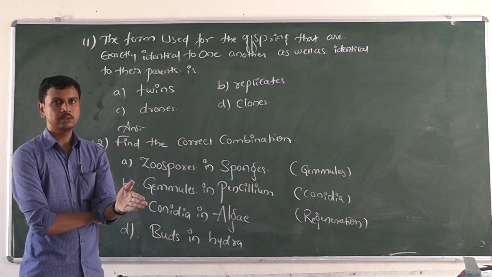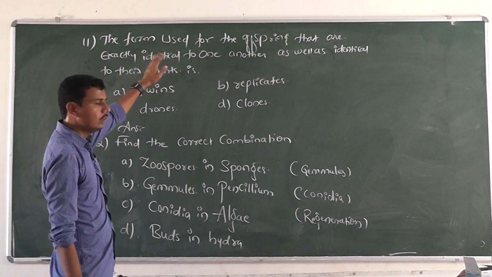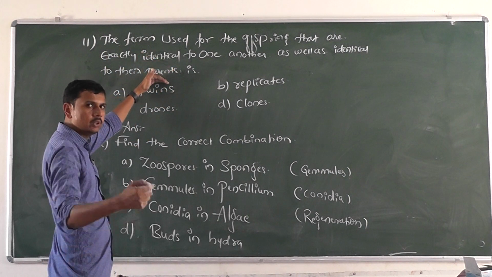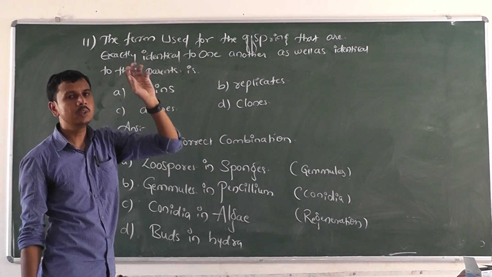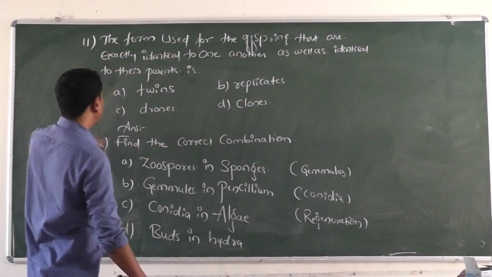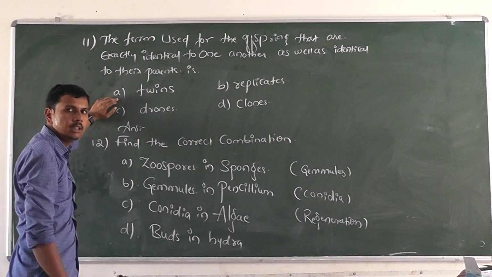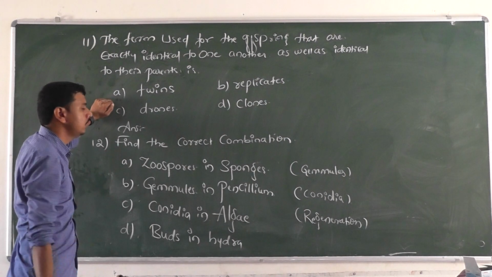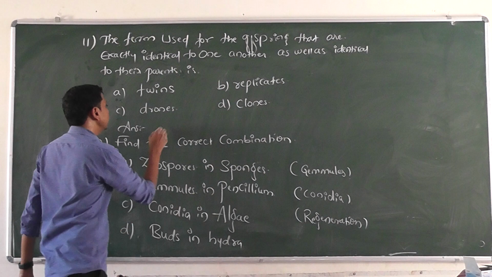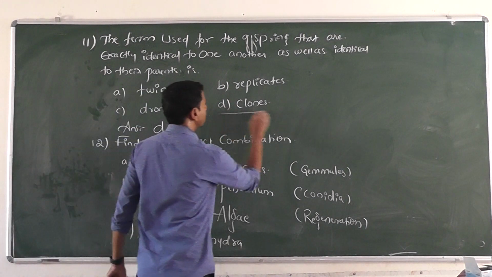Here the question asks: whatever organisms are produced through asexual reproduction, what do we call those offspring? Twins, replicates, drones, or clones? The right answer is option D. We call them clones.